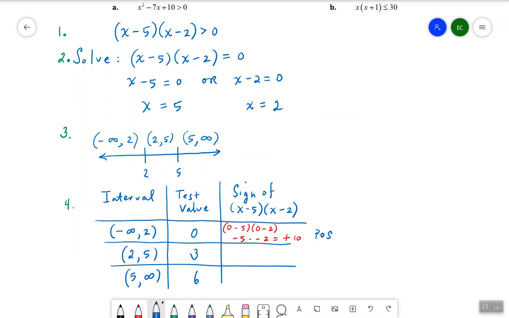as we just discovered. And then we want to go through the same thing for each of the test values. So this time we'll plug in 3 for x, and we'll get -2 times +1, and of course that gets us a -2, which is a negative number. And so the sign is negative on that interval. And then finally, from 5 to infinity, we'll choose the number 6.